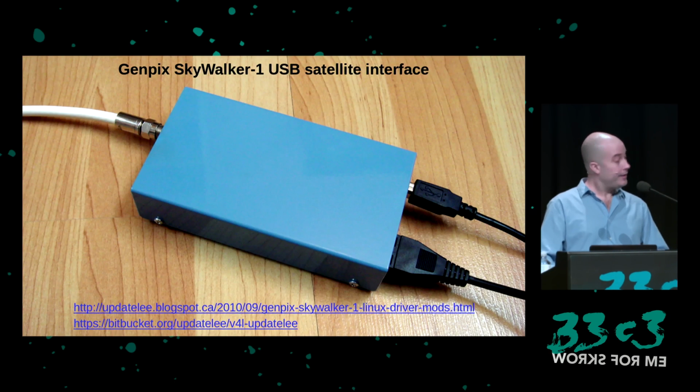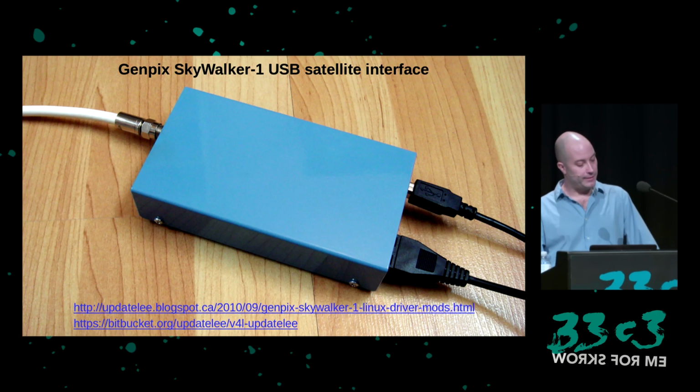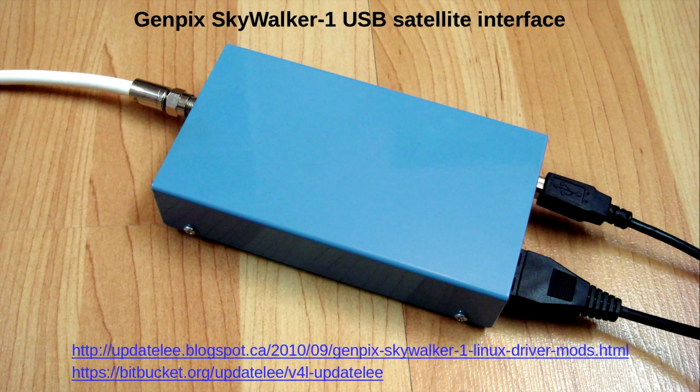This is a hardware interface to receive satellite data, GenPix Skywalker 1. The DC2 QPSK modulation isn't widely supported in USB or PCI DVB-S devices, and the 8PSK TurboFEC modulation support is even less common. And one of the devices that does support these signals is this GenPix device, which is using a Broadcom BCM4500 demodulator, and it supports both the DC2 QPSK and the 8PSK modulations.